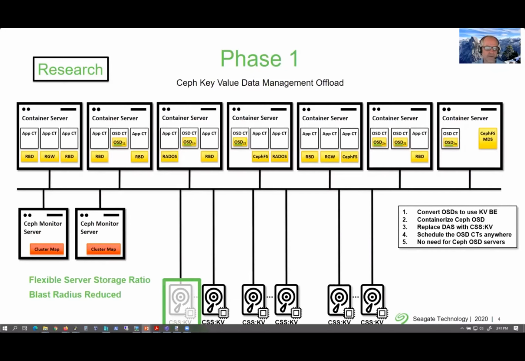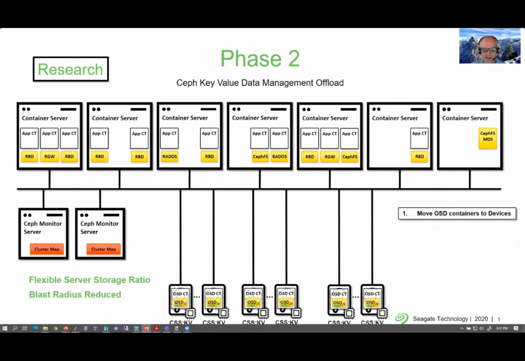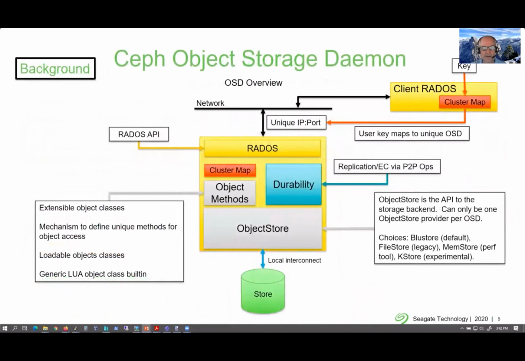Because if a container server goes down, I just reschedule those containers on other servers. Phase 2 is where we take those containers and move them back to the drives themselves. Now we have OSD drives completely encapsulating Ceph inside the drive itself, which allows the sellable cycles in the container servers to be reused for other purposes. But we're not going to focus on phase 2 in this talk. We're going to focus on phase 1, and that work is ongoing, and we're going to talk about that now.